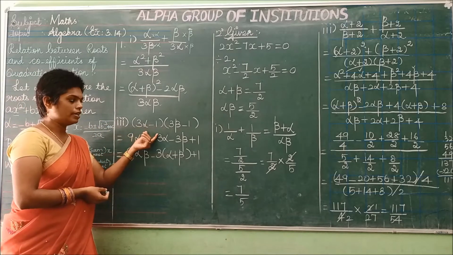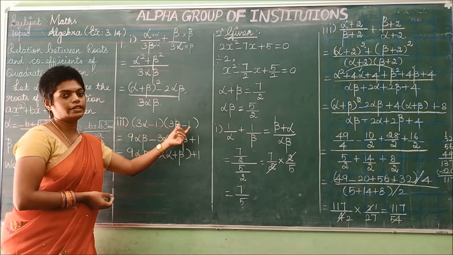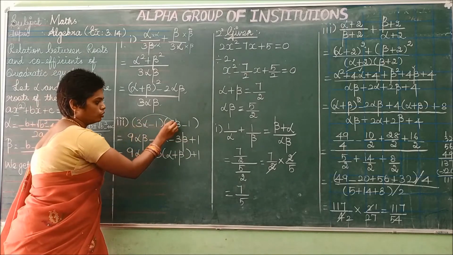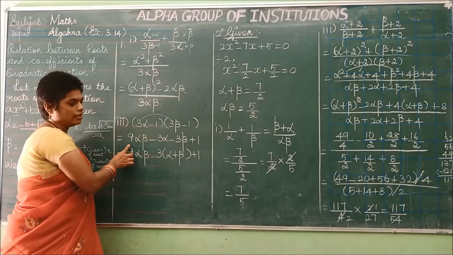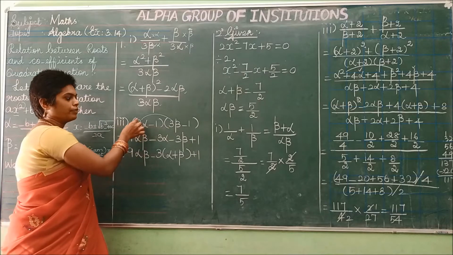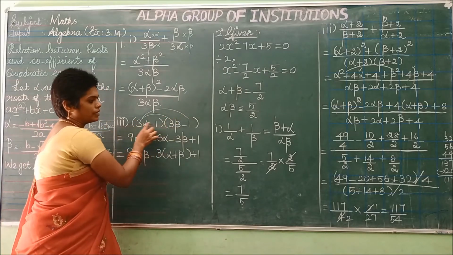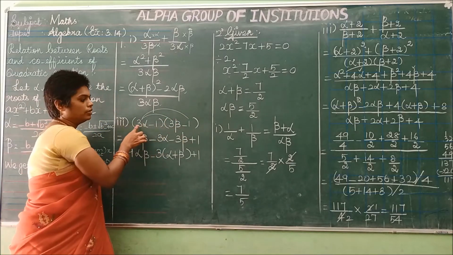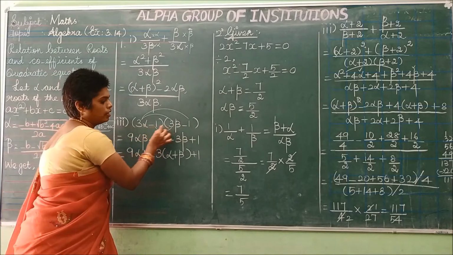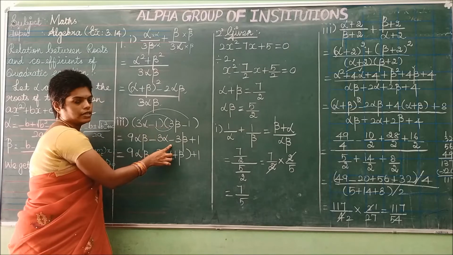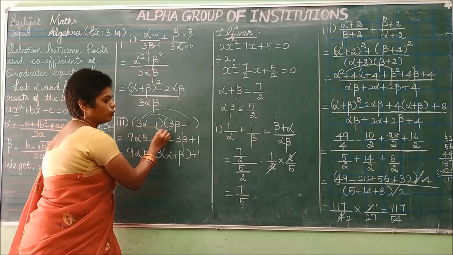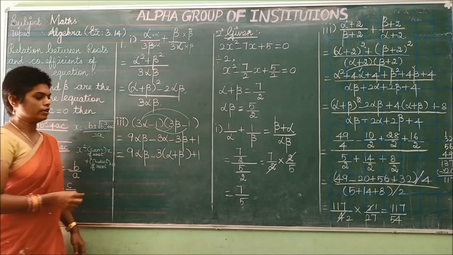Now what is your third subdivision? 3 alpha minus 1 into 3 beta minus 1. How do you multiply each and every term? 3 into 3 is 9, and alpha into beta is alpha beta. Then plus into minus is minus, 3 alpha into 1 is 3 alpha. Then minus into plus is minus, 1 into 3 beta is 3 beta. Minus 1 into minus 1 is plus 1.